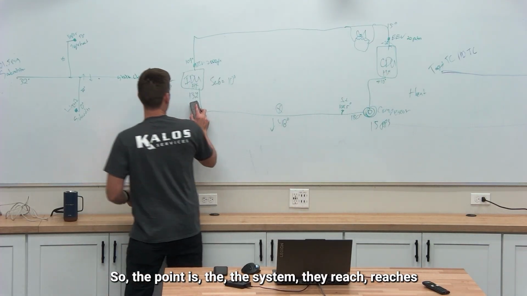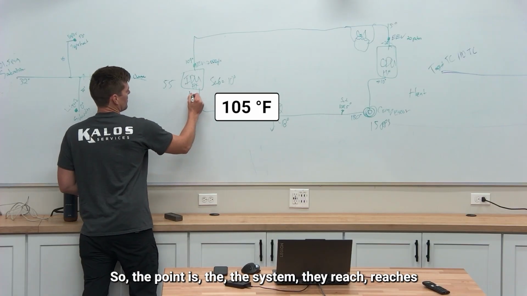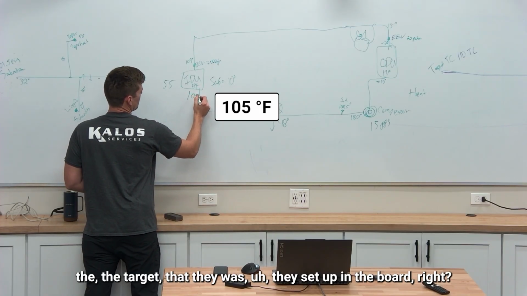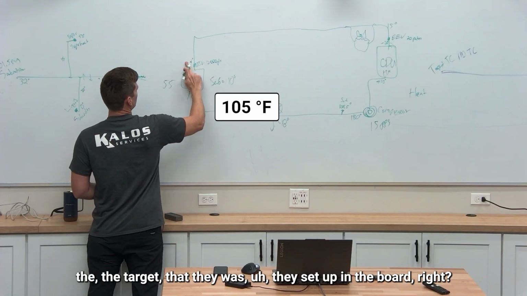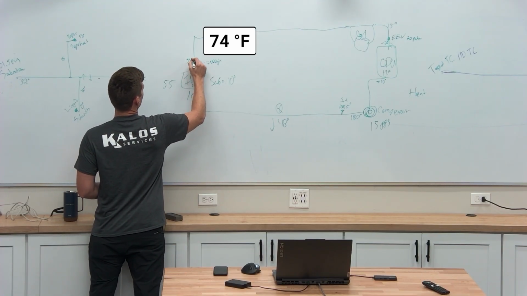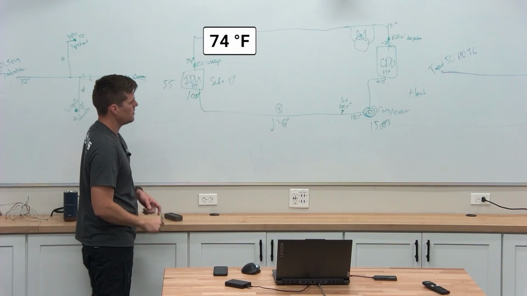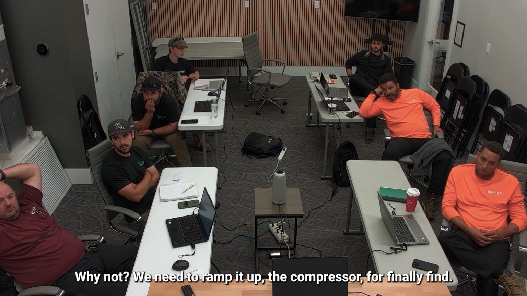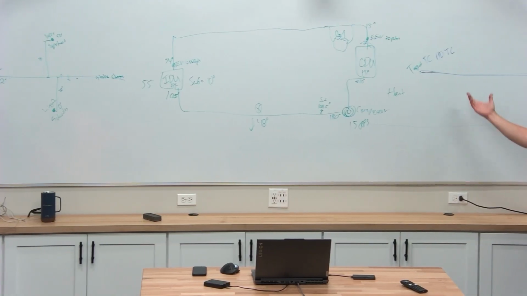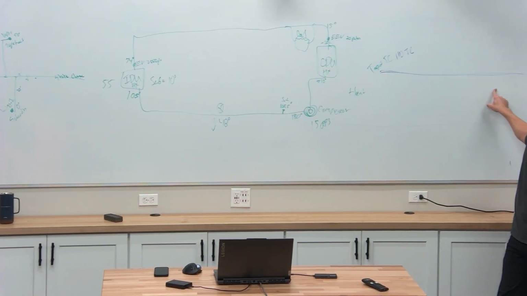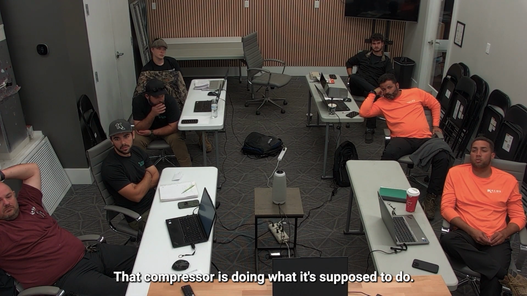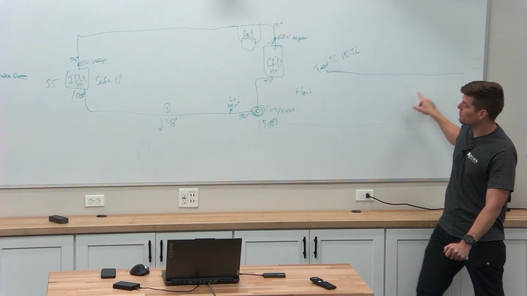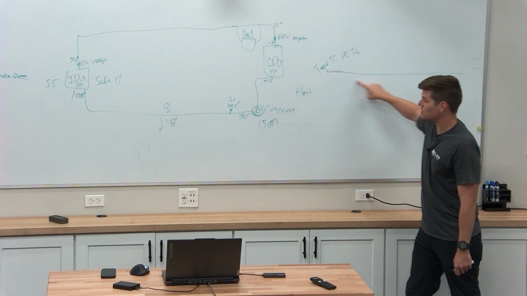So the point is, the system reached the target that was set up in the board. Compressor turns on at 15 RPS and it hits its target. Yeah, so the problem is we need to move the setup for the target. No. Why not? We need to ramp up the compressor. But why do you need to ramp up the compressor? It hit its target. The compressor is doing what it's supposed to do.